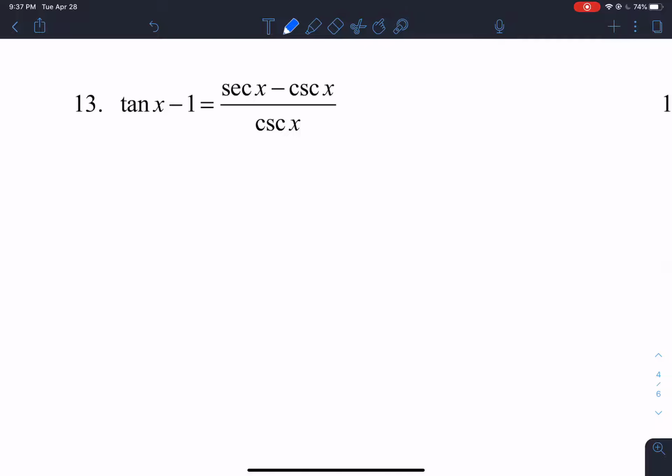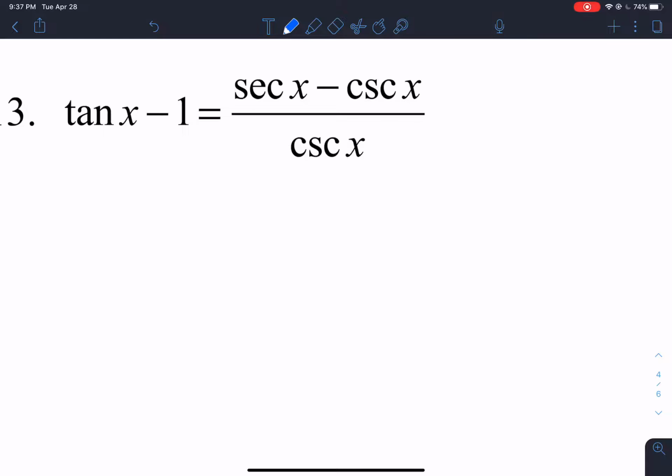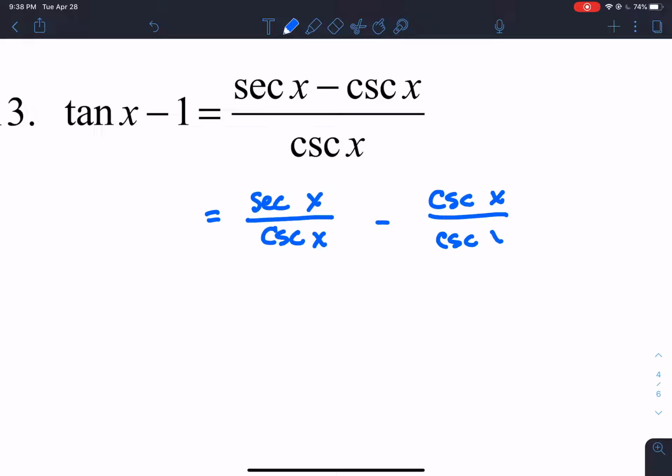Okay, so for number 13, let's see. Tan of x minus 1 equals secant minus cosecant over cosecant. I'm going to do the right side. I know I told you subtraction's probably easier, but I just think that there's more terms over there on the right side. So I have a single term in the denominator, so I'm going to make this secant over cosecant minus cosecant over cosecant, right?